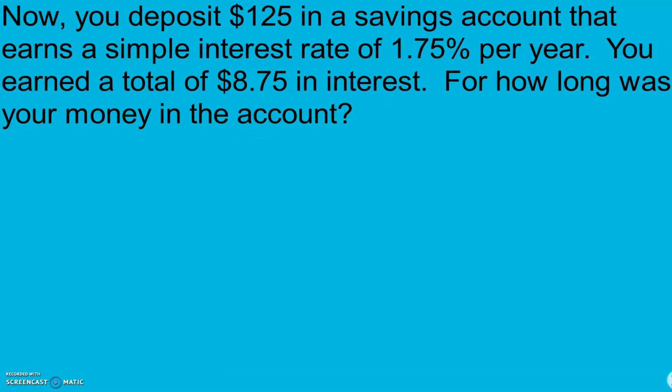Now, you deposit $125 in a savings account that earns a simple interest rate of 1.75% per year. You earn a total of $875 in interest. For how long was your money in the account? Feel free to pause here and give this a try. Okay, so here we're talking simple interest rate again, but we want to know for how long. So we're looking for T. So I equals PRT. Interest equals principal times rate times time.